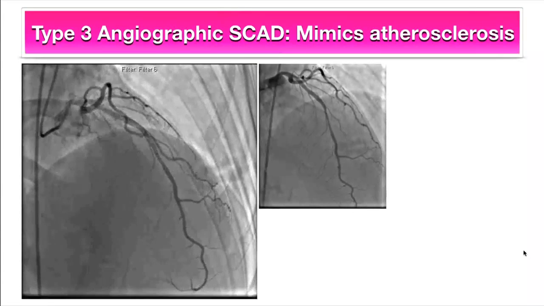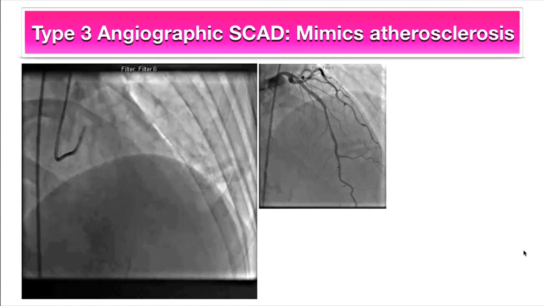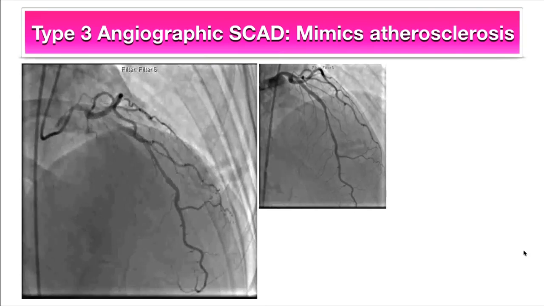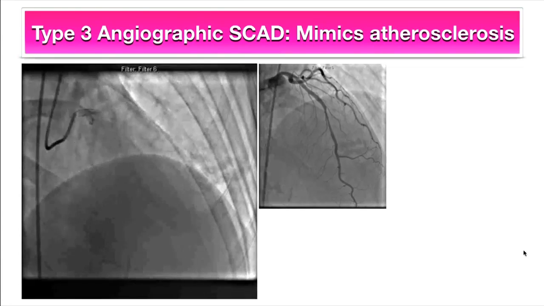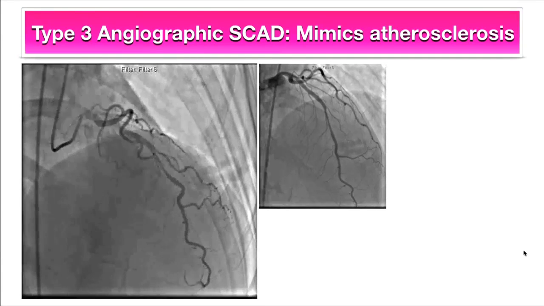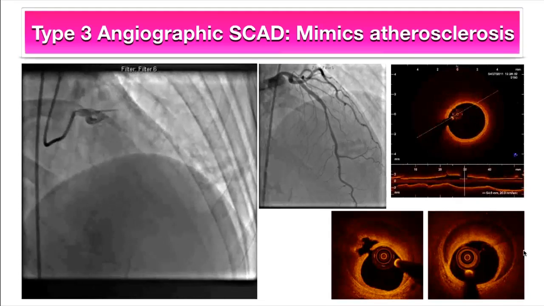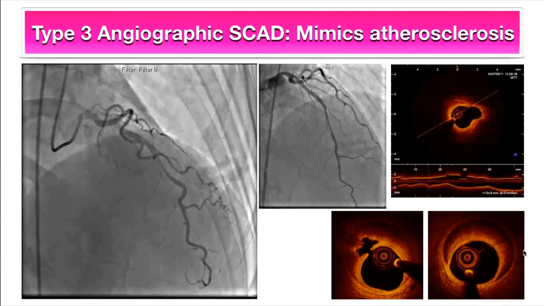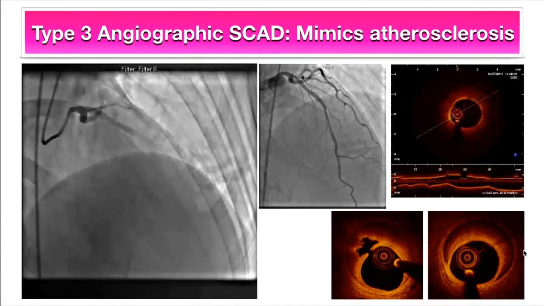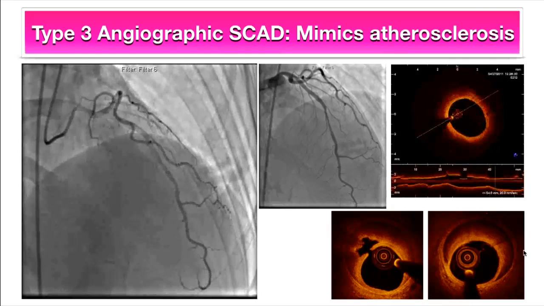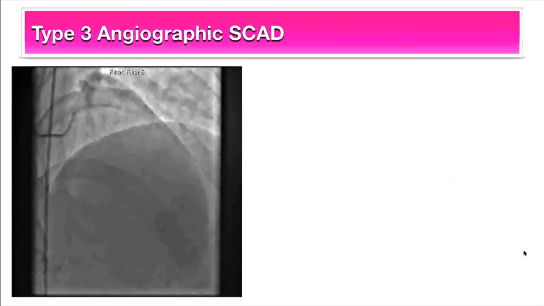There it is. It's just lagging in time here on the web. So this example here shows the mid-LAD with a stenosis of roughly 70% in the mid-segment. And on OCT, this clearly showed intramural hematoma with a double lumen, as well there is an intimal tear.